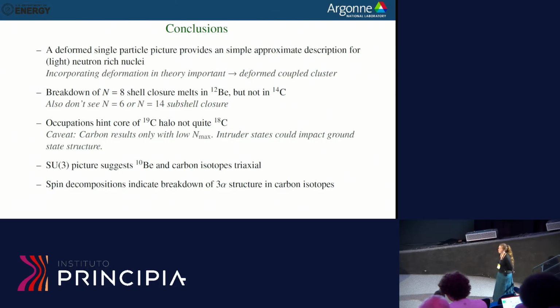The SU3 picture suggests that beryllium-10 and the carbon isotopes are fairly triaxial in nature, at least for the lighter carbon isotopes. That doesn't come out of the Nielsen picture, so that's another place where there's a difference between the two simple pictures. And the spin decompositions, or the spin proton decompositions specifically, are indicating that there may be a breakdown of the 3 alpha cluster structure in the carbon isotopes. Thank you.